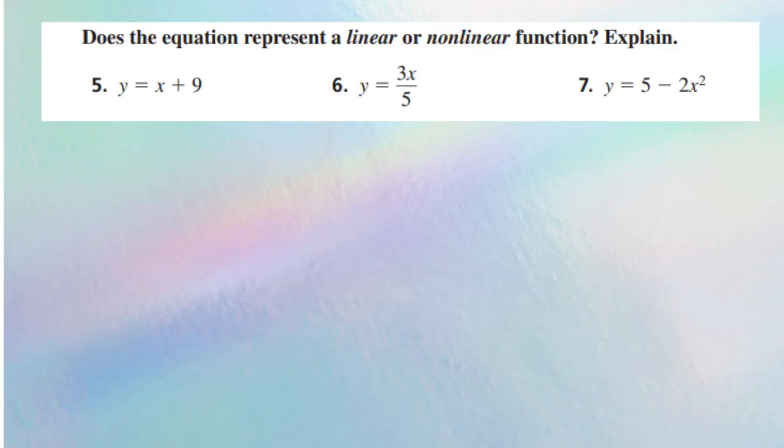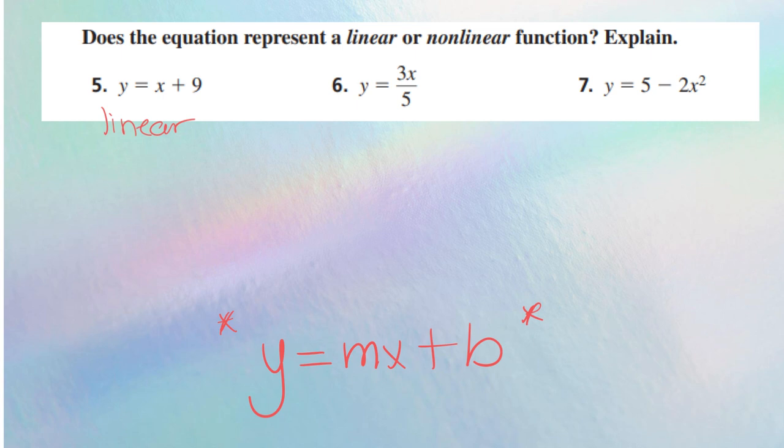Let's look at number 5. Does the equation represent linear or non-linear? Remember, what are we looking for? y equals mx plus b. This is key to remember. Is 5 linear? 5 is linear, correct. What about 6? It's linear. Why is it linear?